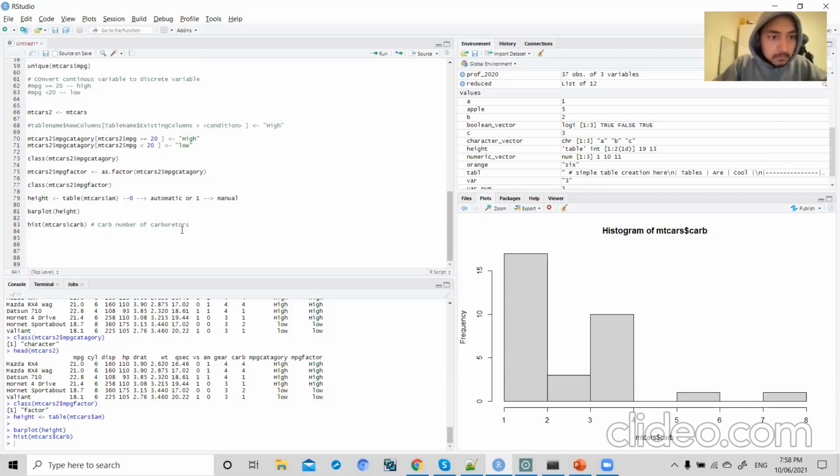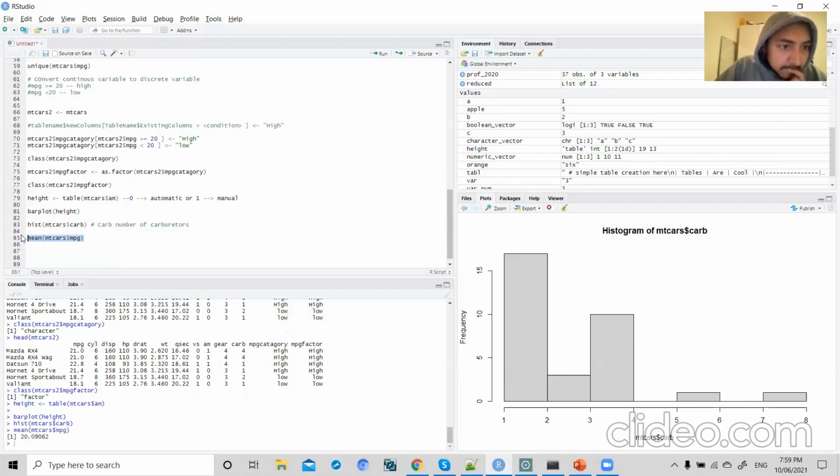Likewise, we can calculate the mean simply using mean of mtcars mpg, and use median to calculate the median.